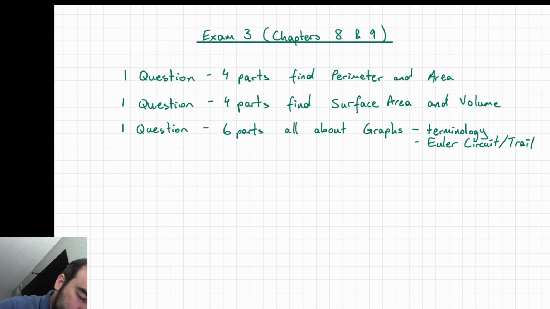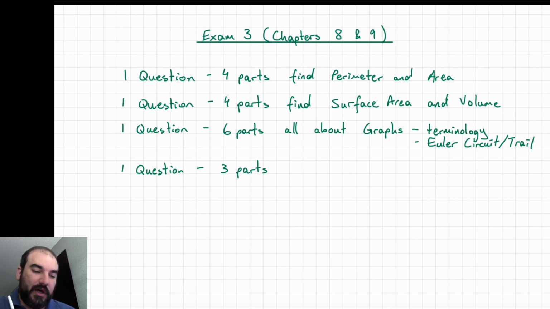And then the next question has 3 parts, which deal with all of the algorithms that we learned for finding the cheapest Hamiltonian cycle.